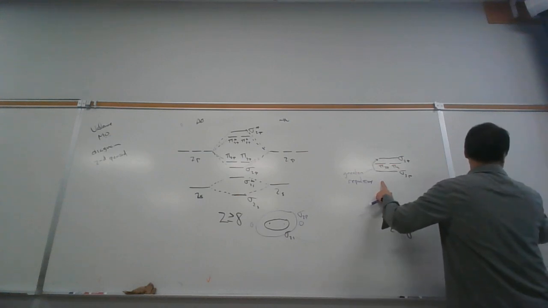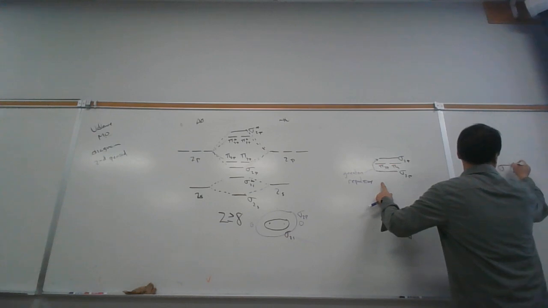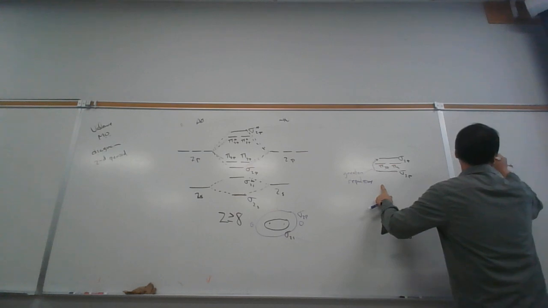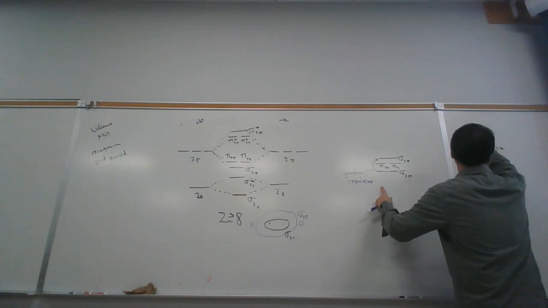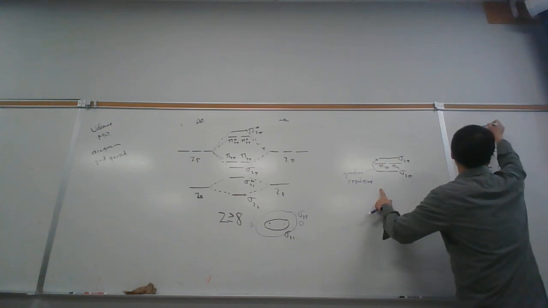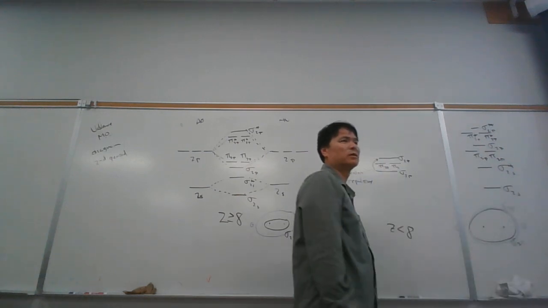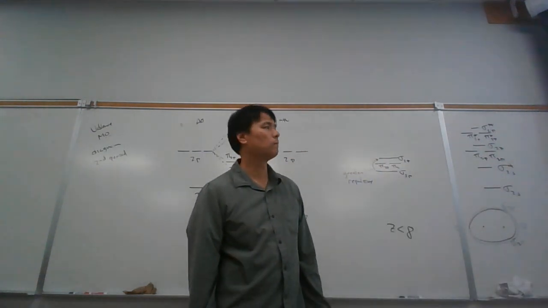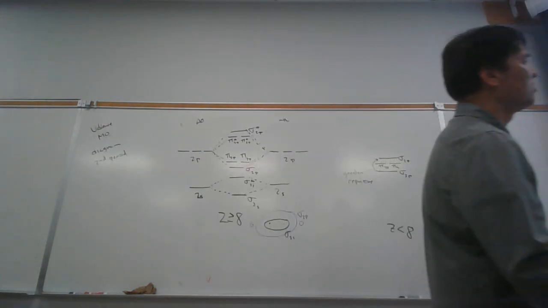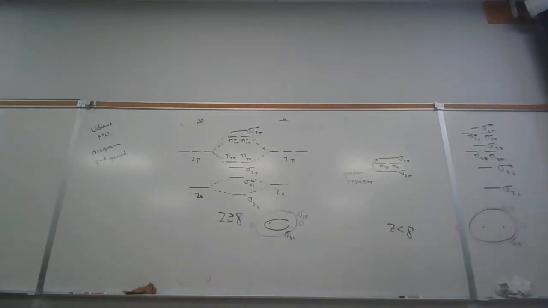And we're going to go sigma 2s to sigma star 2s to pi 2p to sigma 2p to pi star 2p to sigma star 2p. So do you see the order is a little bit different there? And so we have two MO diagrams we have to remember for second period.